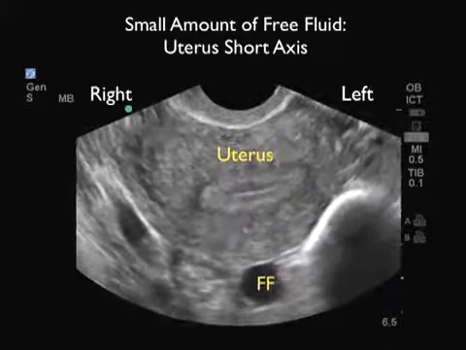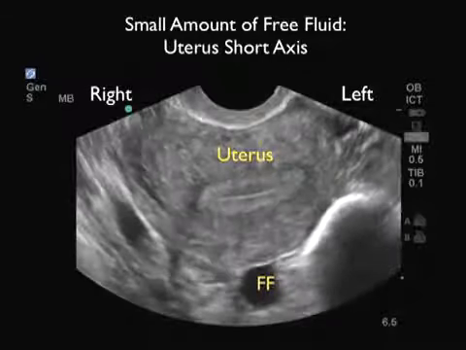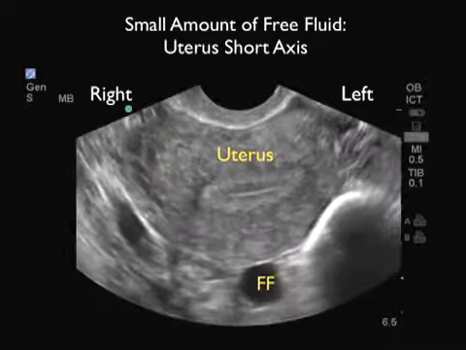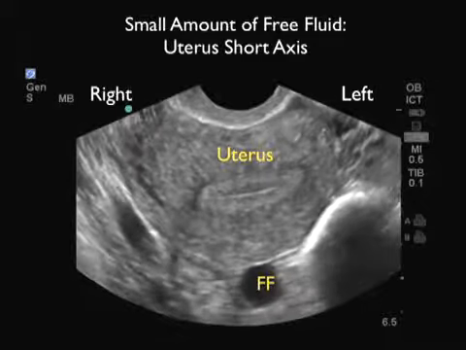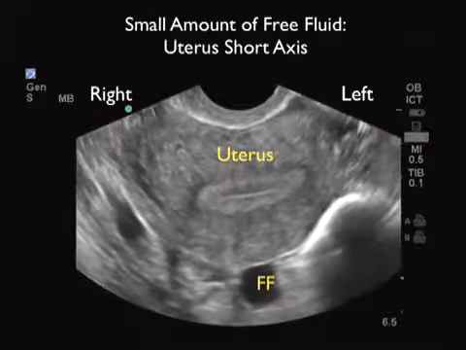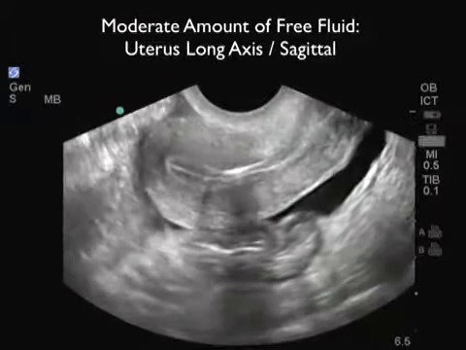And what we see is the uterus with the endometrial stripe in the midline of the uterus and that small amount of free fluid just posterior to the uterus in the pelvic cul-de-sac. Notice again that it's a small ball, therefore indicating a small amount of free fluid. Let's contrast those last video clips with this one.